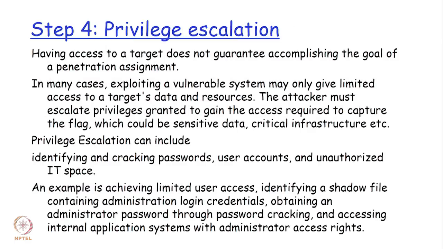So, the next step is privilege escalation, where most of the time we will find that if the attacker is successful in exploiting a vulnerability, by exploiting that vulnerability alone he might not succeed in his objective of attacking and bringing down that particular target, right. Because the vulnerability might not give the attacker administrative privileges for bringing down a system or an application or a resource, right.